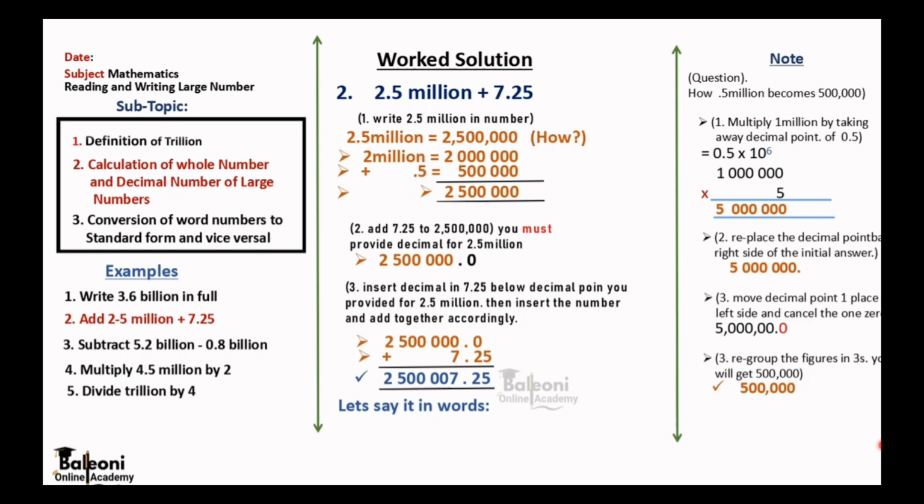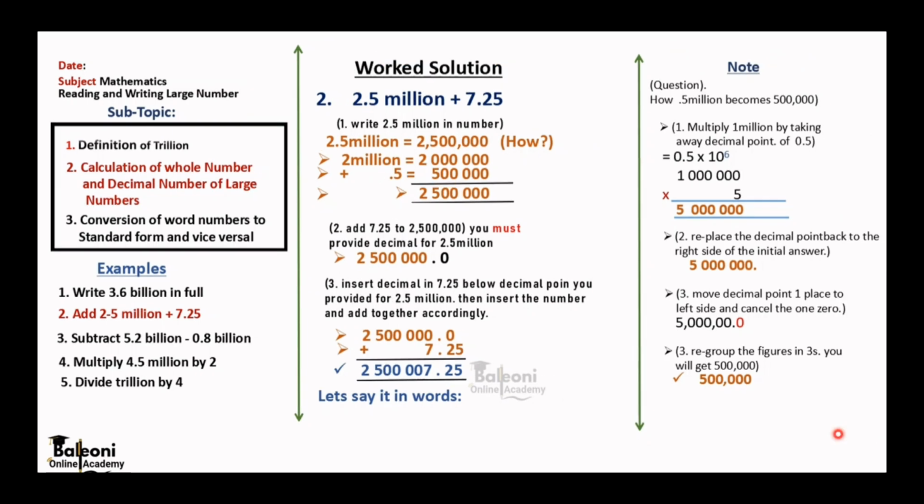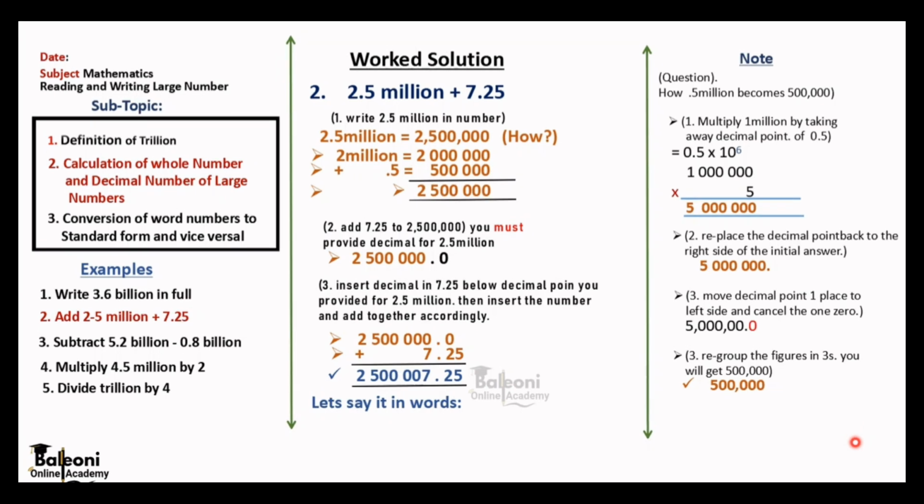So I hope that is clear. Now I will give you these two exercises. I know you will get it. Number 1, 3.8 million plus 22.45. Then number 2, 6.25 million plus 9.25. If you follow the process I just explained to you here, I'm very, very sure you are going to get your answer right.